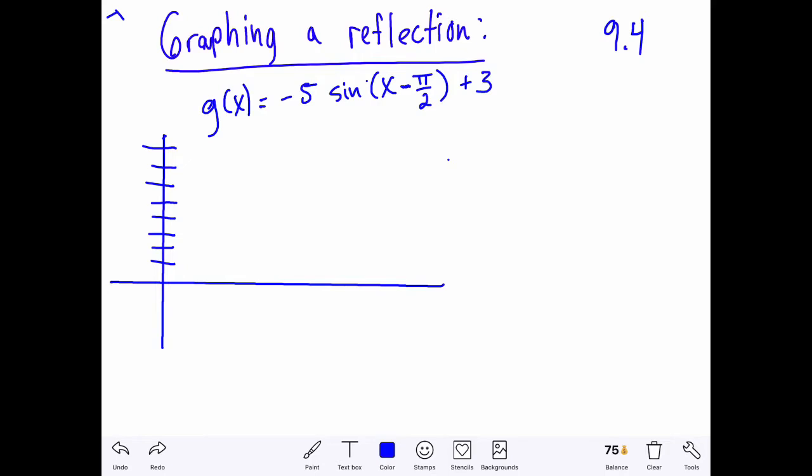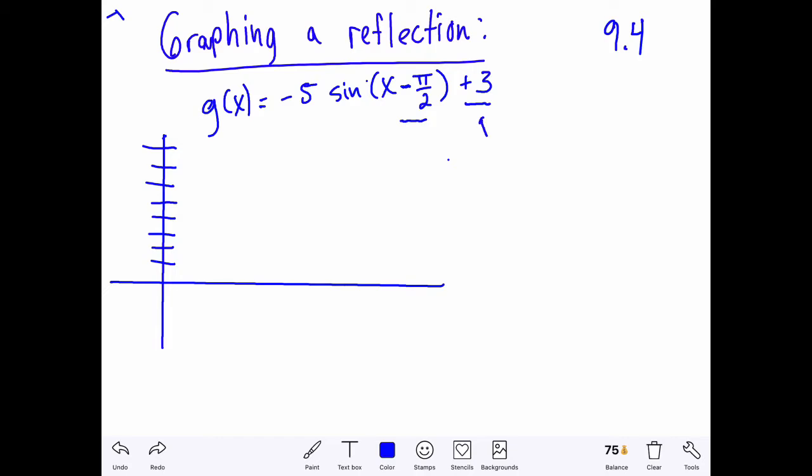Okay, guys, let's do the last little bit here, which is graphing a reflection. In this case, an x-axis reflection. But we're not really going to think of it so much as an x-axis reflection as we're going to think of it as a reflection over the midline.